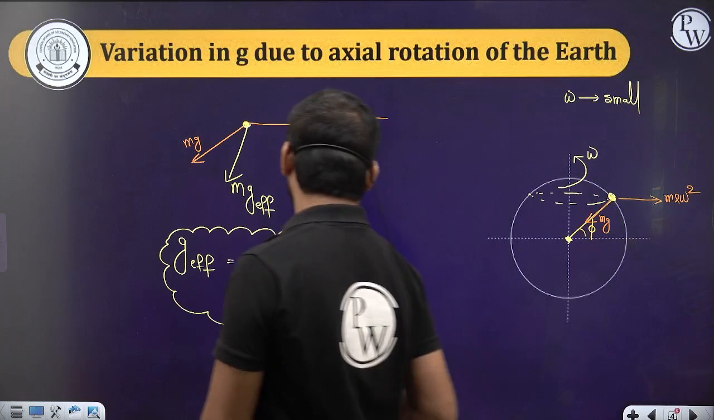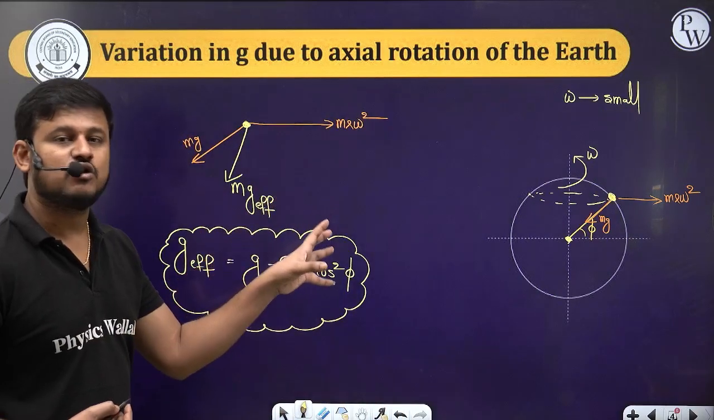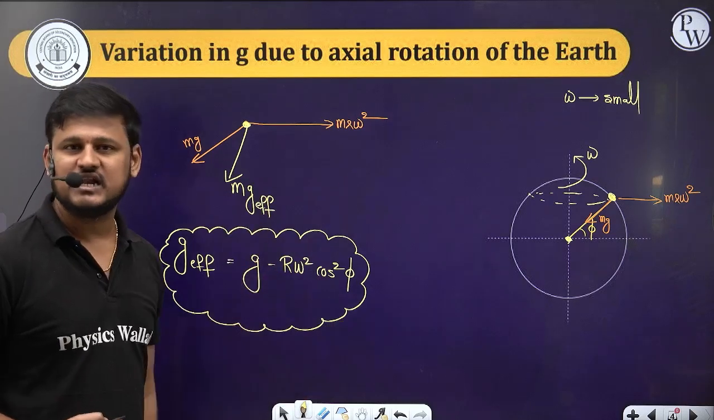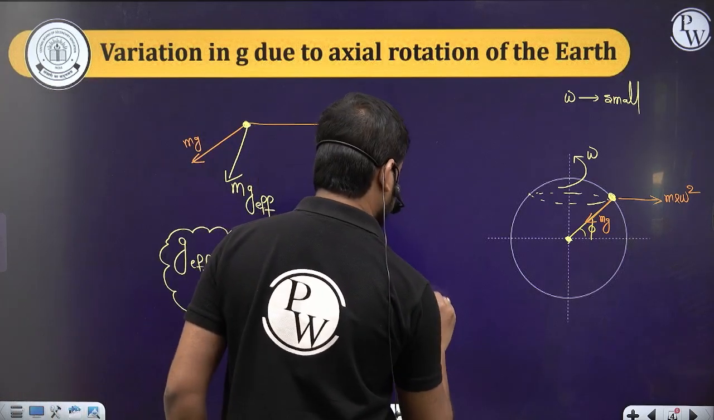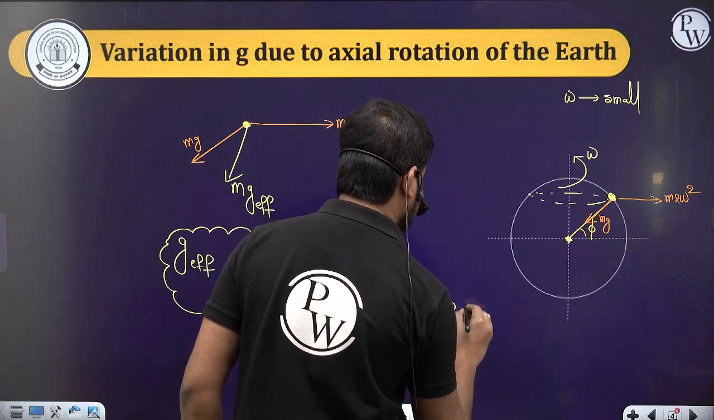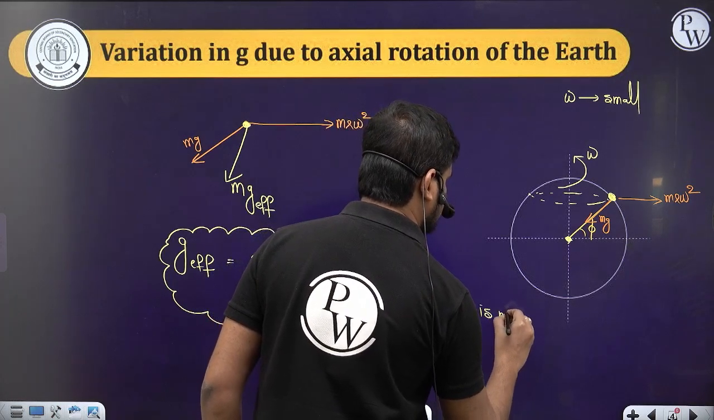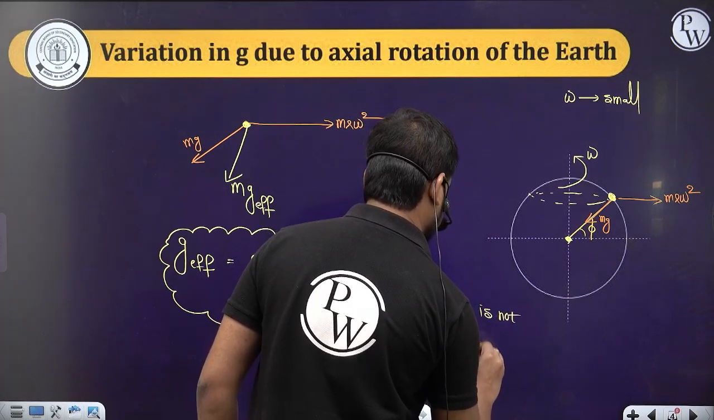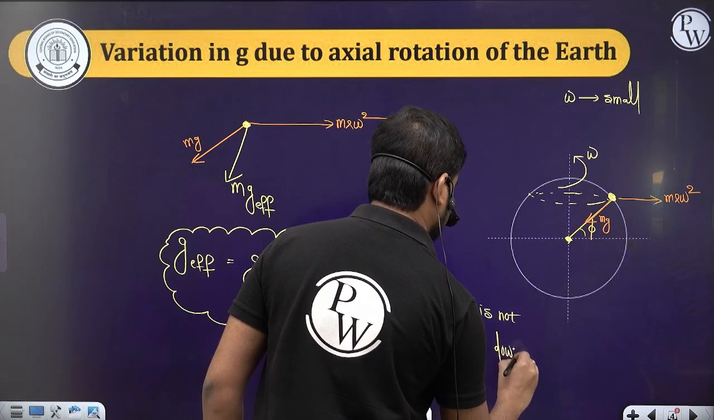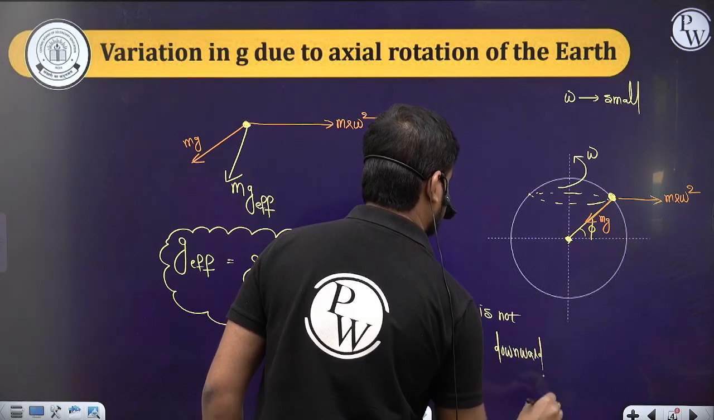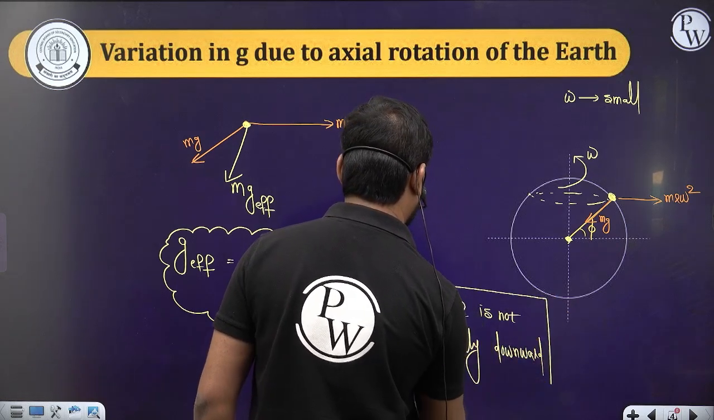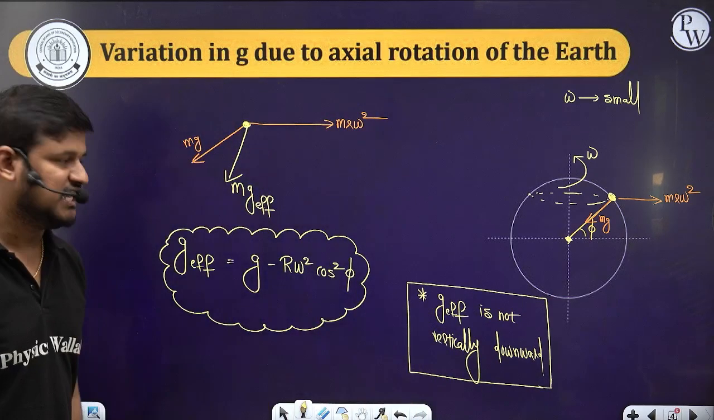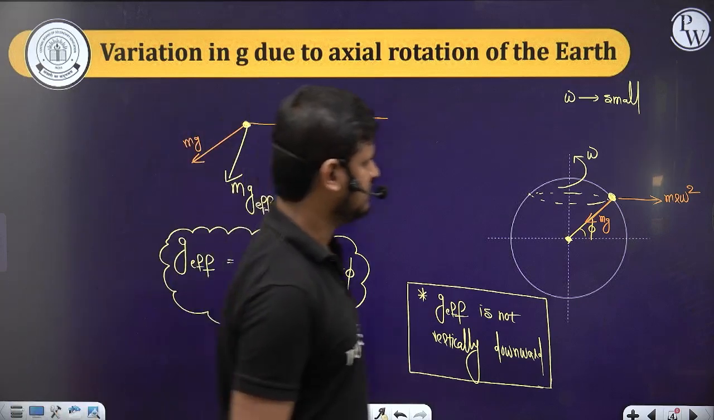So you can write that point also. The weight will not act vertically downward, or the g effective is not vertically downward. The g effective is not vertically downward. Clear this part? Done? Yes. So chalo, note this one.